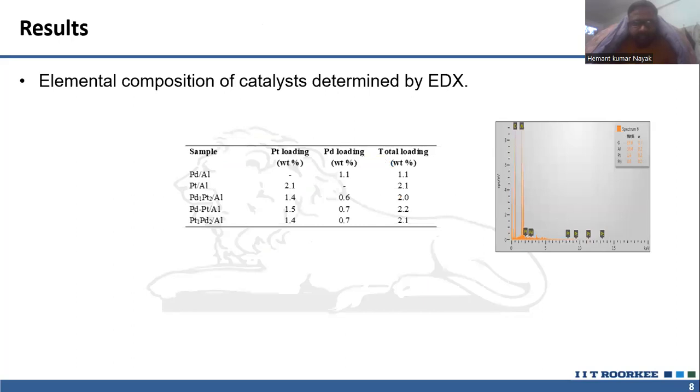So now some results. Whatever metal is deposited, we can analyze by energy dispersive X-ray. From that we got elemental analysis, like for the palladium alumina sample, the palladium loading is 1.1 weight%, so the total loading will be 1.8. For the bimetallic, platinum loading comes out to 1.4 and palladium is 0.6.